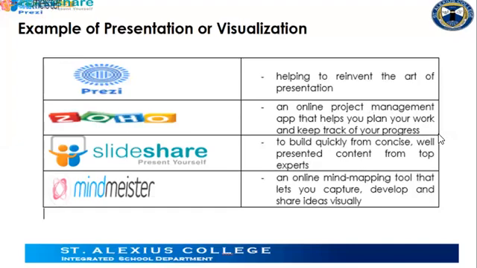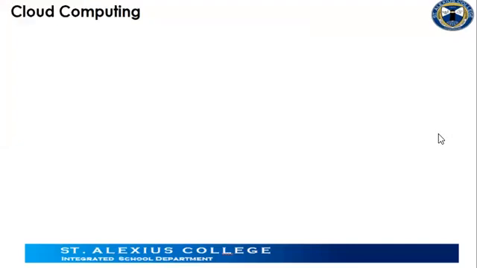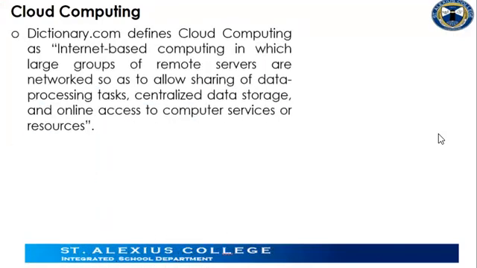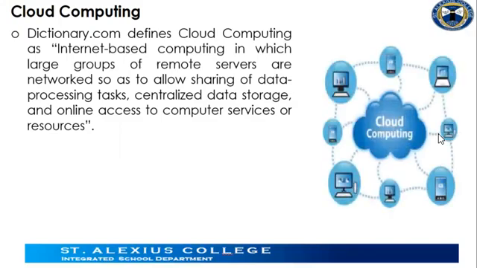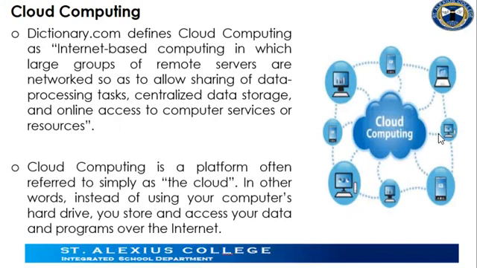Okay. Next is cloud computing. According to dictionary.com, cloud computing is internet-based computing in which large groups of remote servers are networked so as to allow sharing of data, processing tasks, centralized data storage, and online access to computer services or resources. And cloud computing is a platform often referred to simply as the cloud.